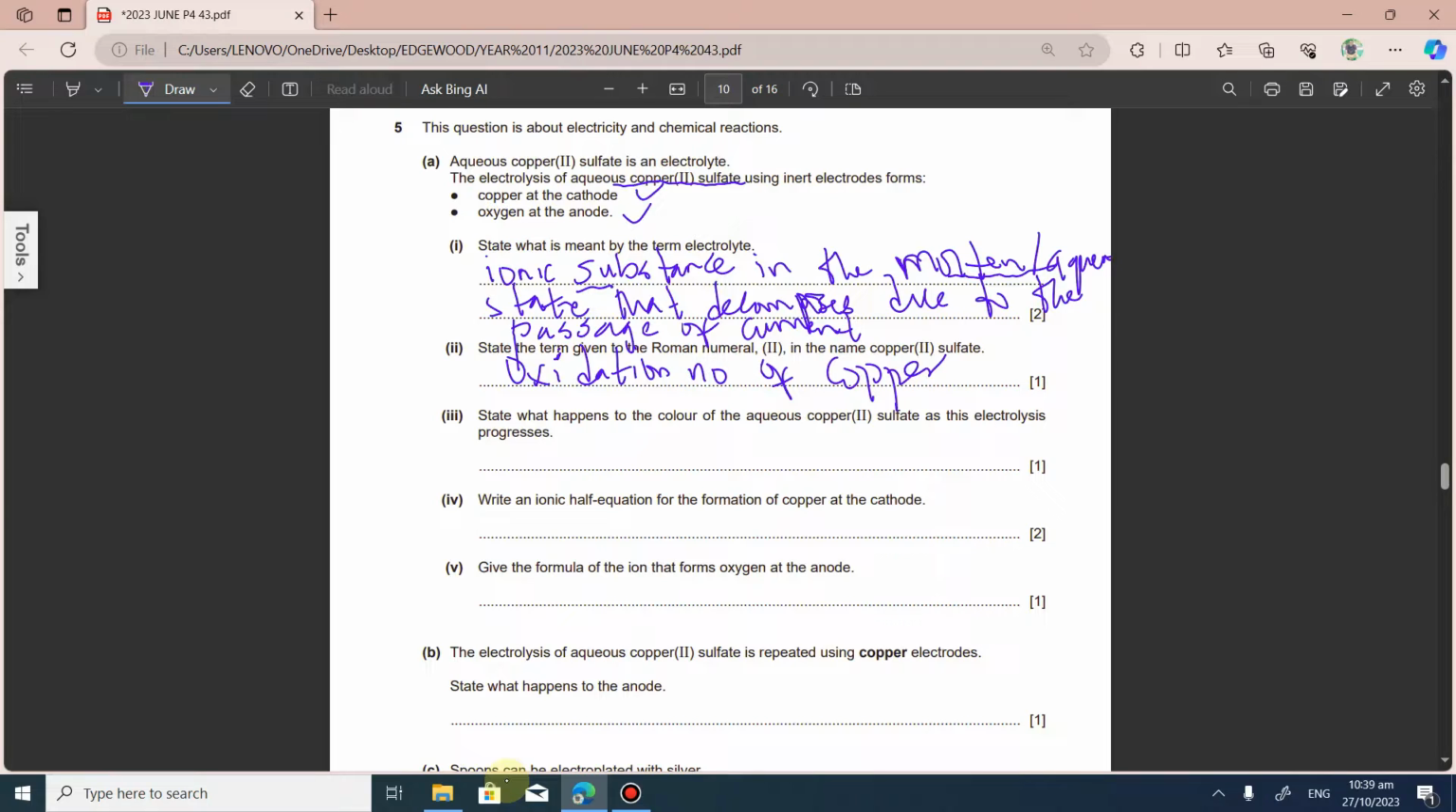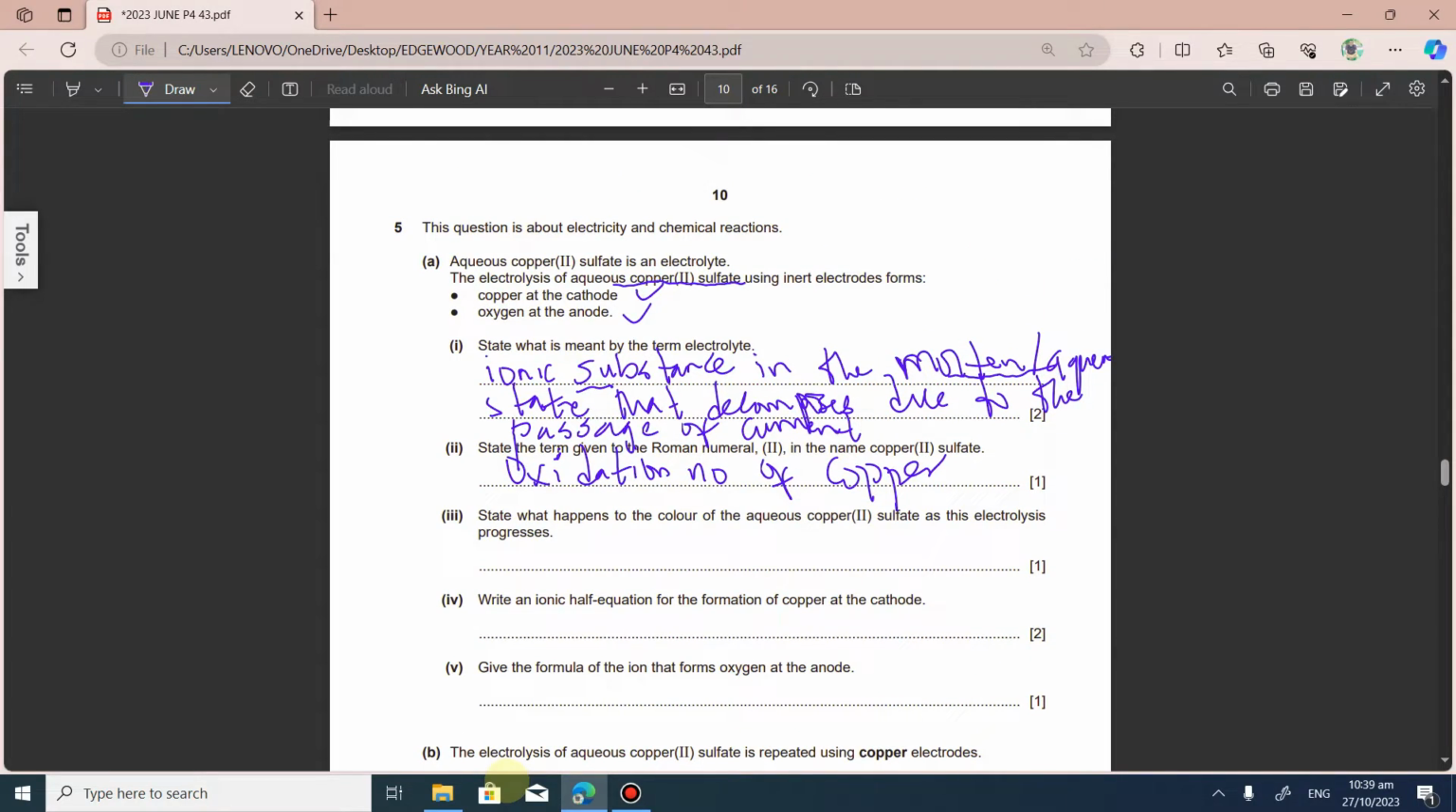State what happens to the color of the aqueous copper 2 sulfate as this electrolysis progresses. Now remember that as the electrolysis progresses, copper is produced at the cathode. So for that, the blue color of the aqueous copper 2 sulfate will begin to fade off. So we say the color fades off, or it becomes colorless. Either of them, you'll be right.